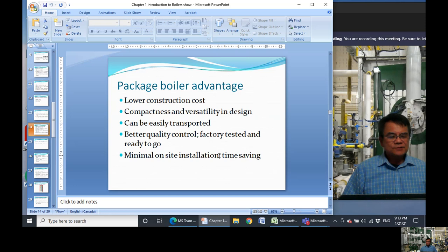With minimum on-site installation, you save lots of time. If you need a boiler and want to build it from scratch, it might take you a year to do this. But for the package boiler, you ship it and put it in place. In a matter of days, you can hook it up and then produce steam or hot water. All you have to do is hook up a steam line, the water supply line, and electrical, and sometimes you might put in some air control too, and then you're in business. Really fast, really easy to do.